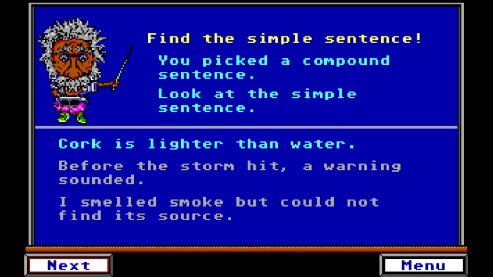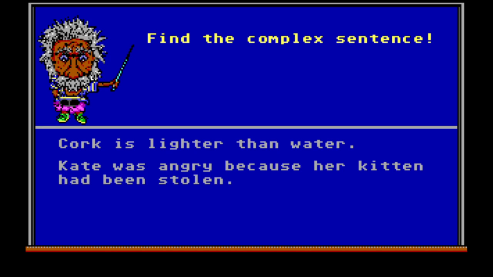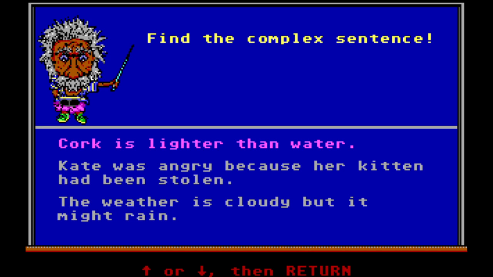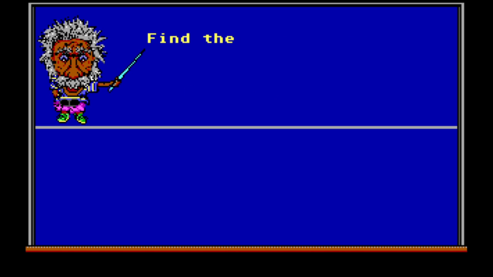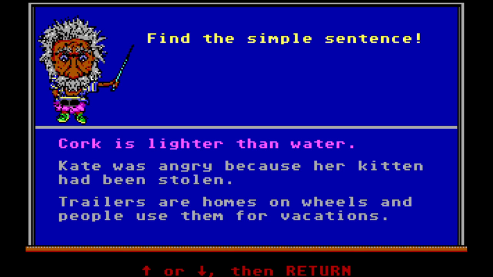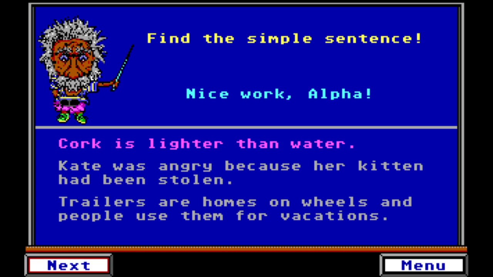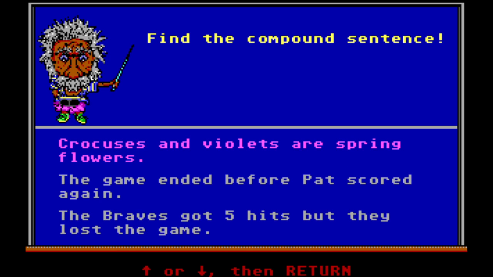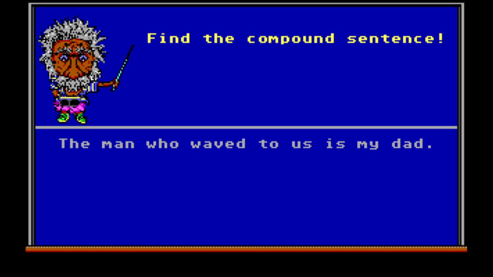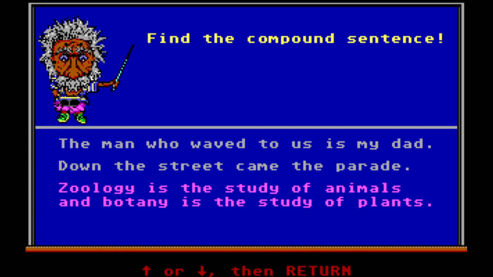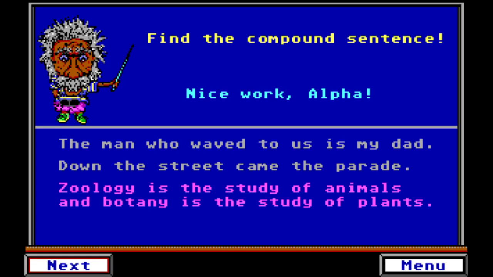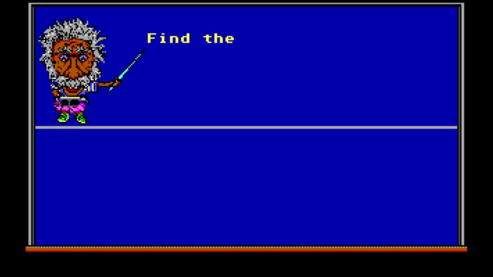Yep. And yes, I've been told similar by many people. This is what happens when I've got snot up my nose. Kate was angry because her pussy had been stolen. You're not going to get me this time. Oh, yeah. Butts. And. Weird me out? That ain't going to happen.